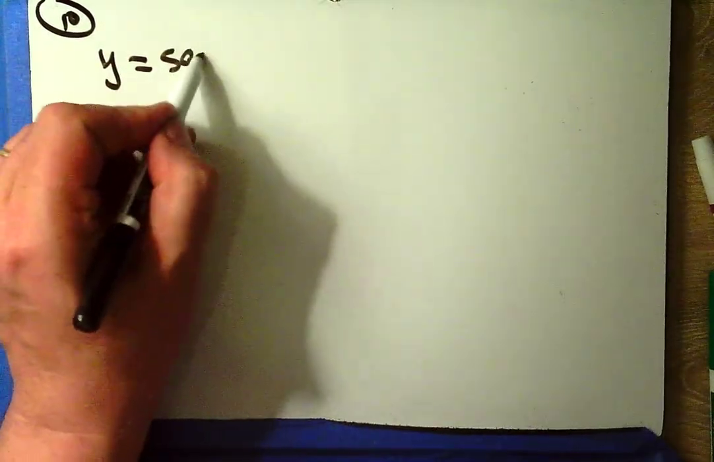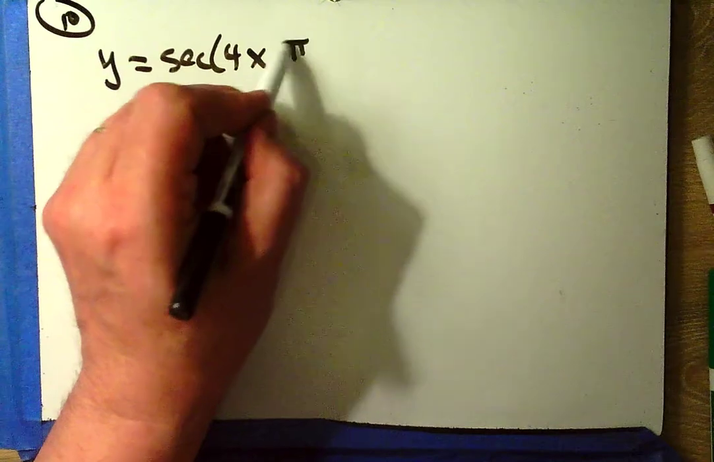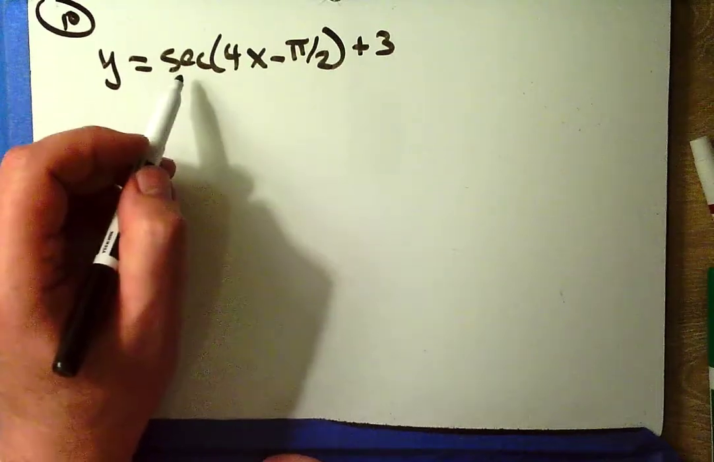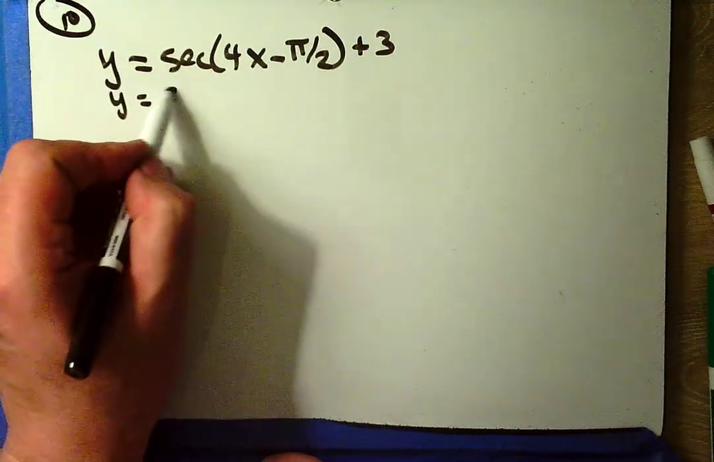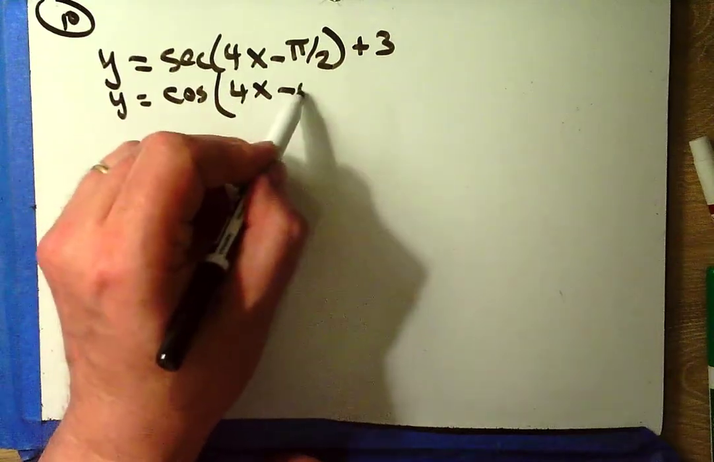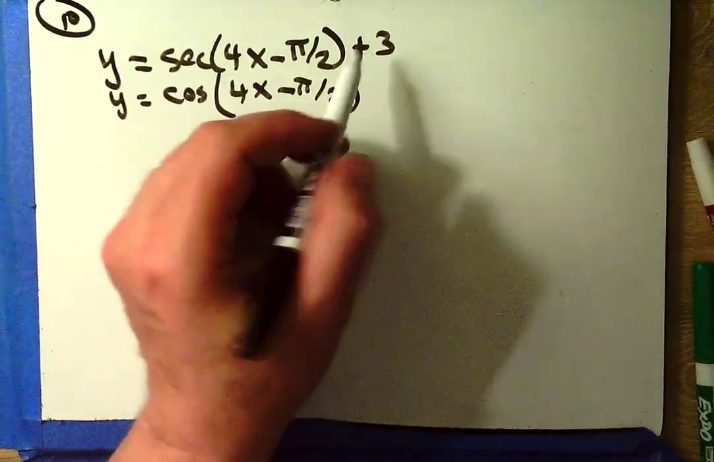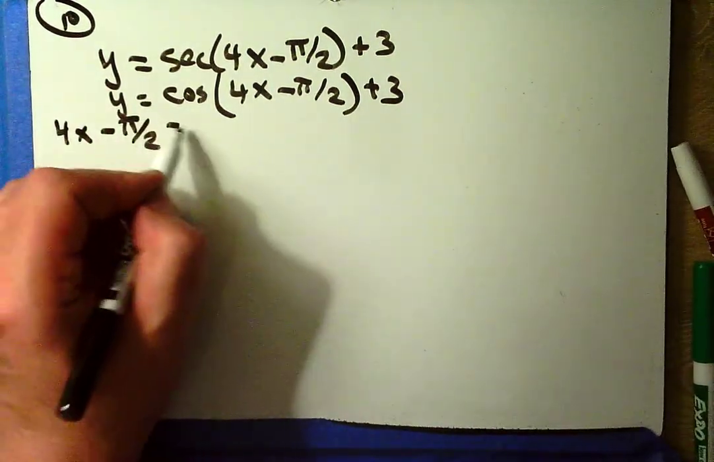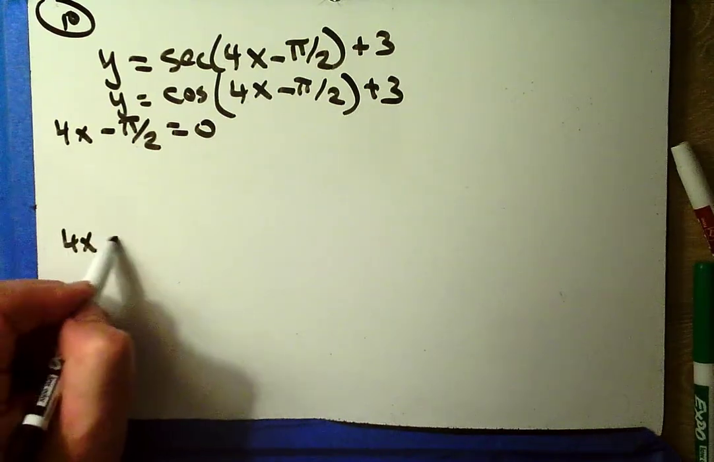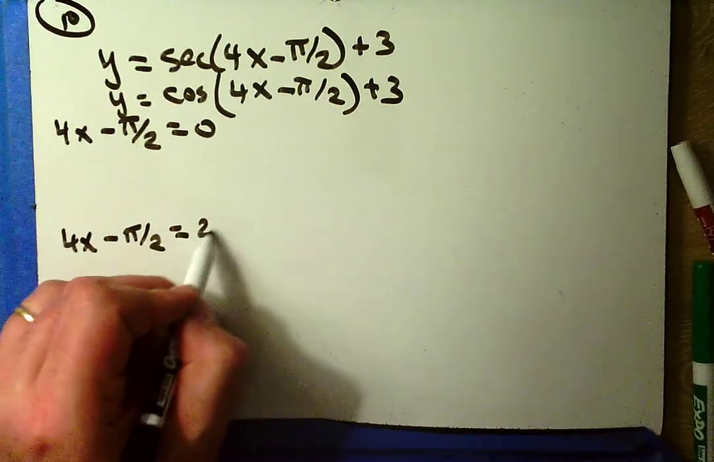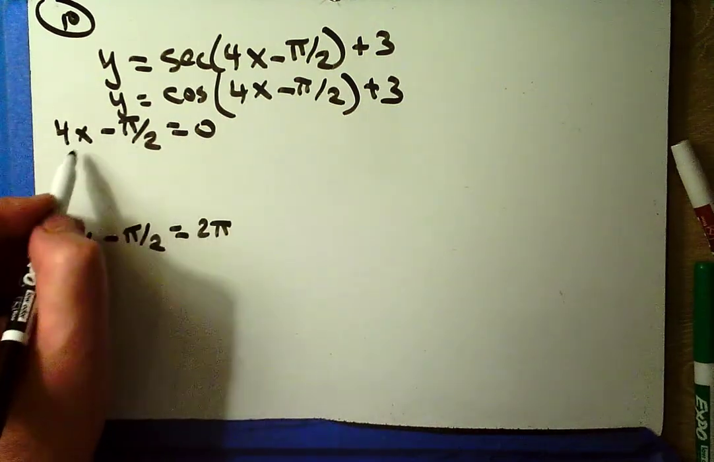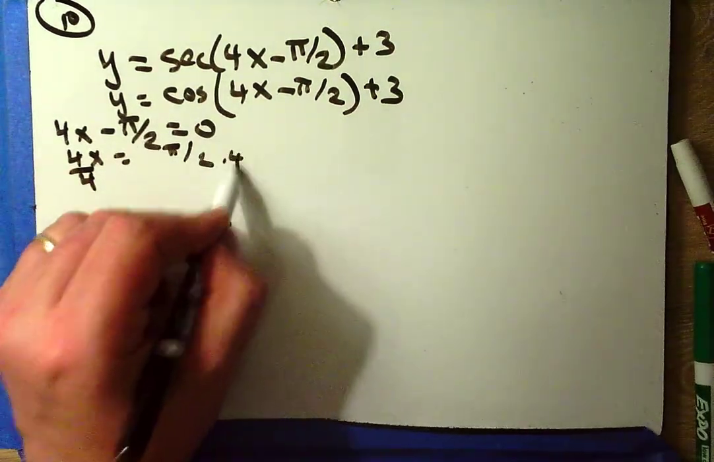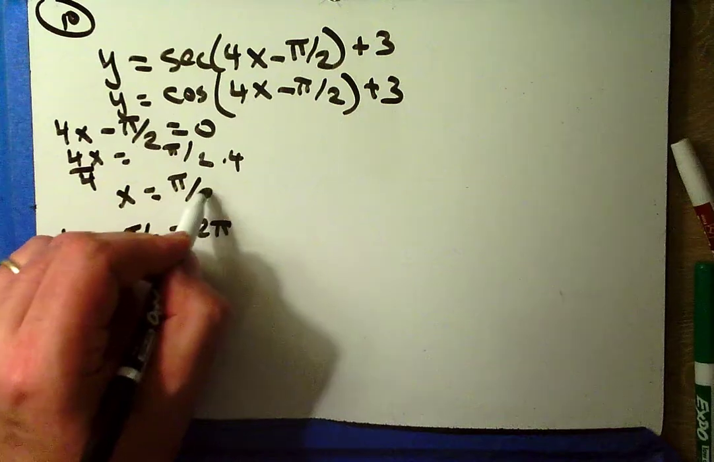Y equals secant 4x minus pi over 2 plus 3. Remember, secant is the reciprocal of cosine. So I'm going to start by graphing y equals cosine 4x minus pi over 2 plus 3. That means I set the 4x minus pi over 2 equal to 0, and the 4x minus pi over 2 equal to 2 pi. I'll add pi over 2 to both sides, so 4x equals pi over 2, and divide by 4. So x equals pi over 8.